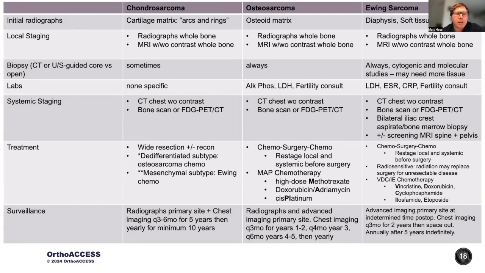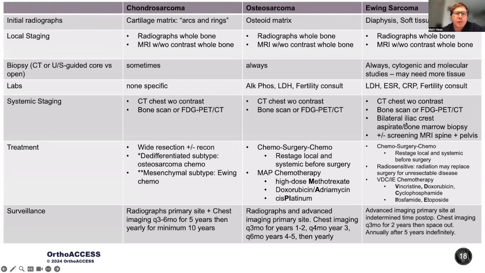So in general, you're going to get radiographs of the entire bone and then an MRI with and without contrast of the whole bone. That's your local staging after initial x-rays showed you your likely diagnosis and a biopsy confirmed. Systemic staging is typically going to be a CT chest without contrast, as again, bone sarcoma most likely metastasizes to the lungs. And then a bone scan or an FDG PET CT will show you potential metastatic sites that didn't metastasize to the lungs, but to other locations.